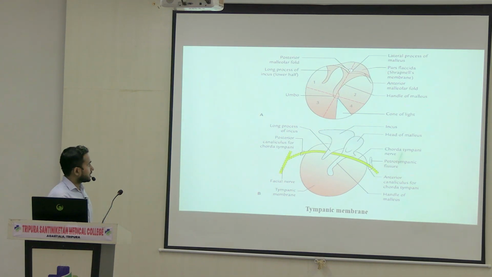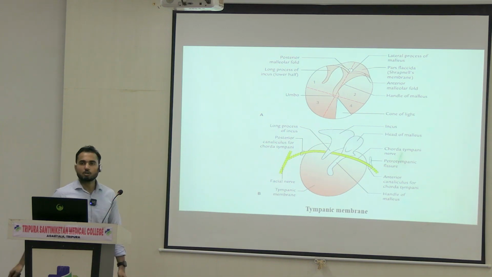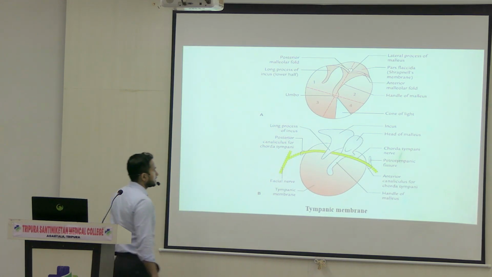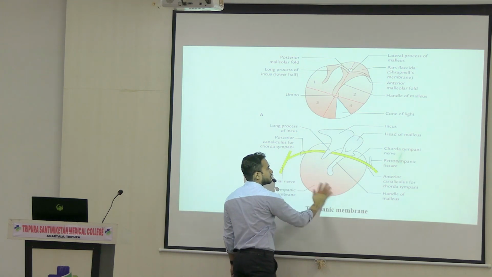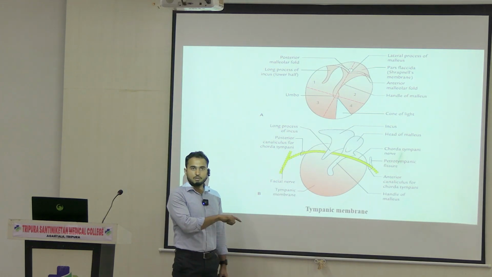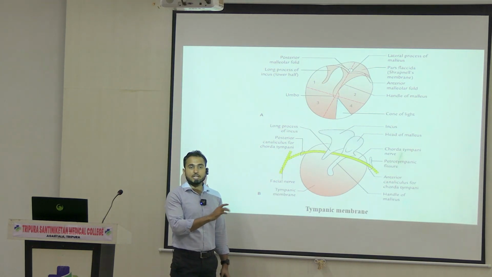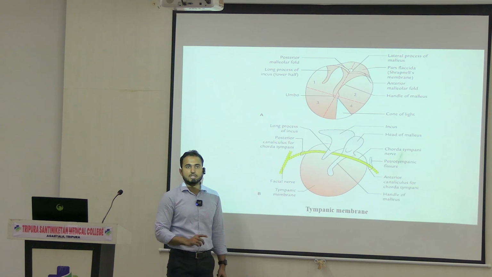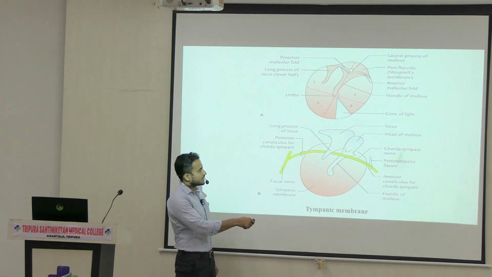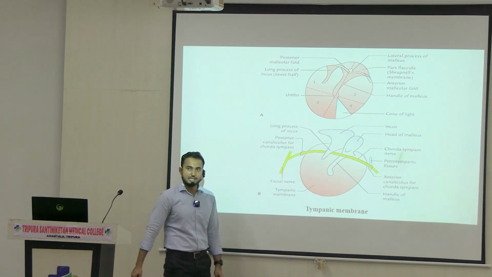So here you can see the course of which nerve? The chorda tympani nerve. The chorda tympani nerve is a branch of the facial nerve. This particular part is the lateral wall, and I have already told you how it is formed: by the medial convex surface of the tympanic membrane, and the most convex part is called the umbo, U-M-B-O. Along with that, you can see the handle of the malleus is also attached.